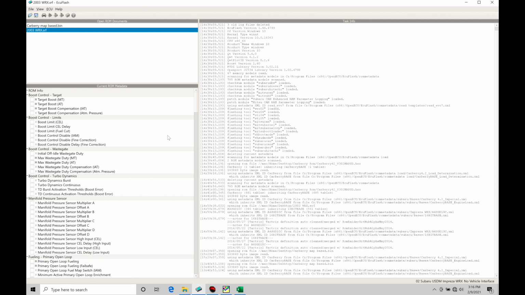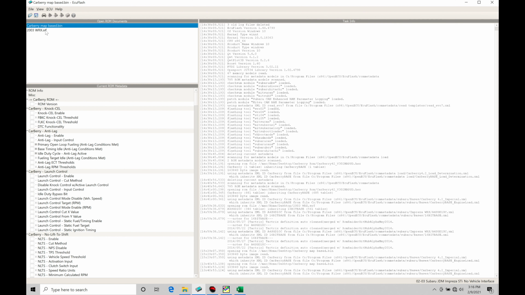Now, again, we're going to go over the basics of what's going on with our injector data. You want to make sure that you have your two files open here, the two different file types. Again, we can find the sample files right in our course folder. We have a 2003 WRX file, and we also have a Carberry ROM loaded. So these are two things I want to take a look at.